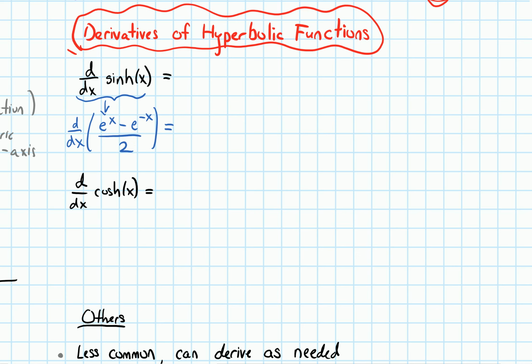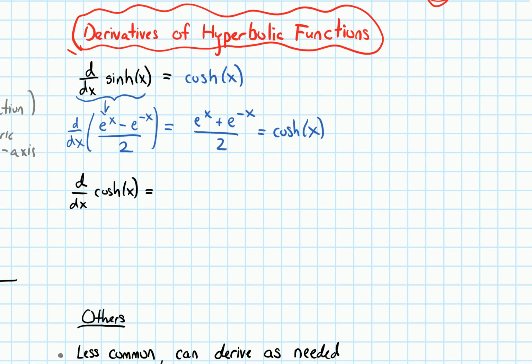And the derivative of this, well, the 2 on the bottom is a constant. It's technically a 1/2 that's in front of this function, so that's going to stay there. And on the top, I'll get e to the x, because that's the derivative of e to the x. And the derivative of negative e to the negative x, after doing the chain rule, will be plus e to the negative x. And the 2 is still there. And this is hyperbolic cosine of x. So the derivative of hyperbolic sine is hyperbolic cosine of x.